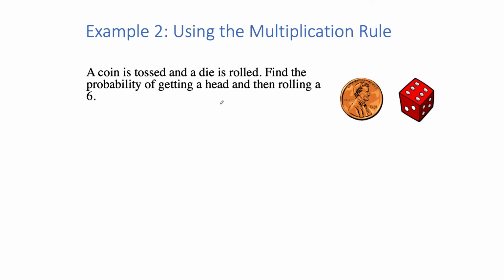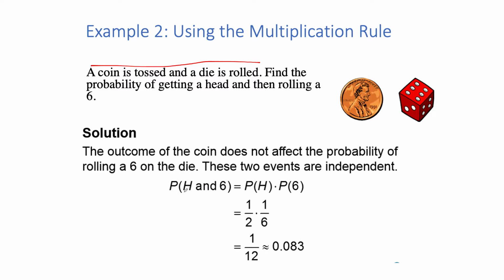A coin is tossed and a die is rolled. Again, there's a two-part thing, right? There are two events which are going to happen. First, a coin is tossed and the die is rolled, and we want to find the probability of getting a head and then rolling a six. So the probability of heads on the coin toss and a six on the roll of the die. The crucial thing here is to recognize that it's an and operator between these two events, and that is suggesting that these two events need to happen in sequence.